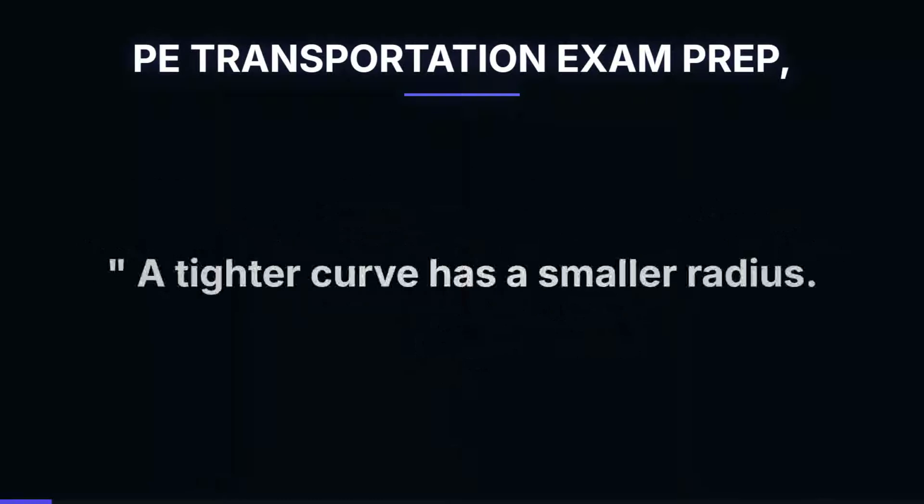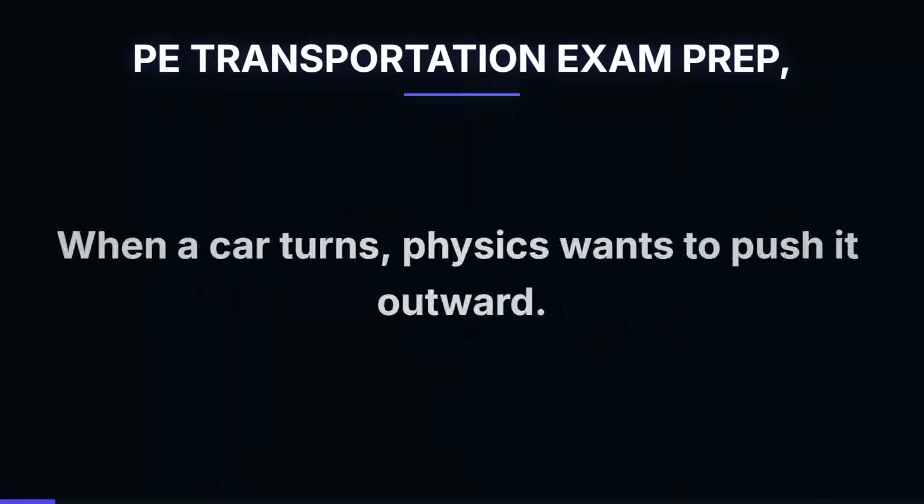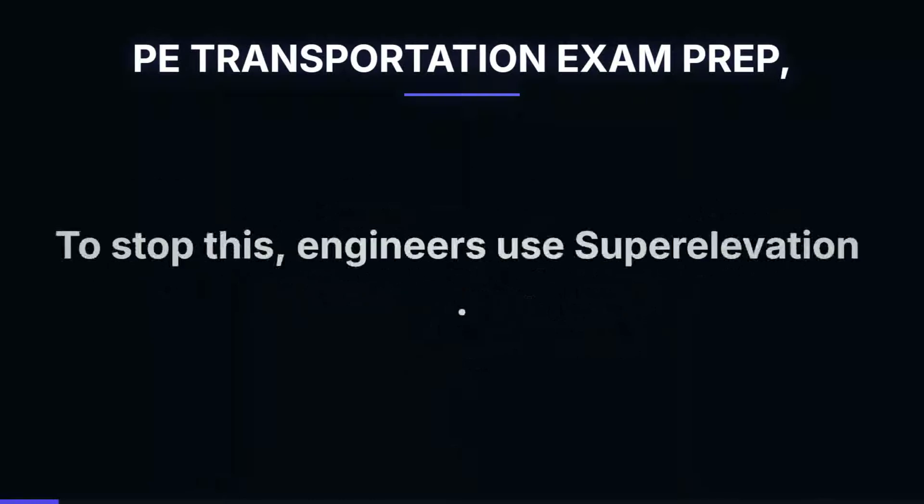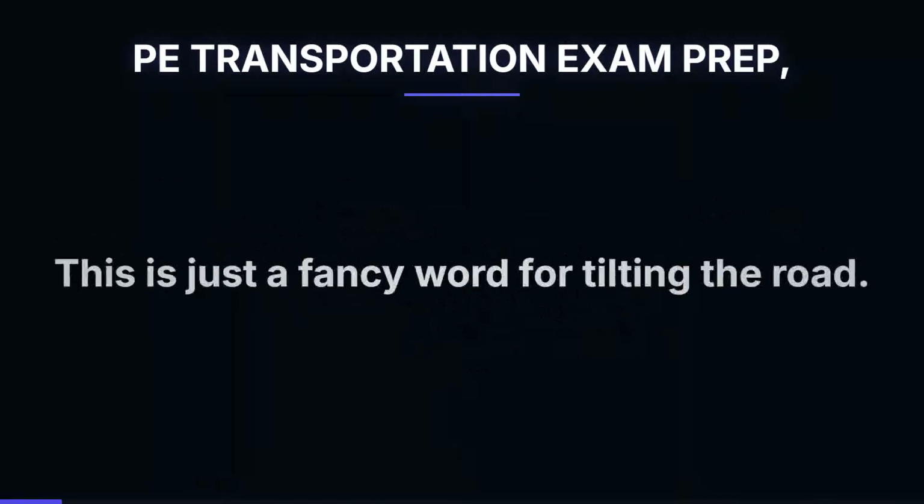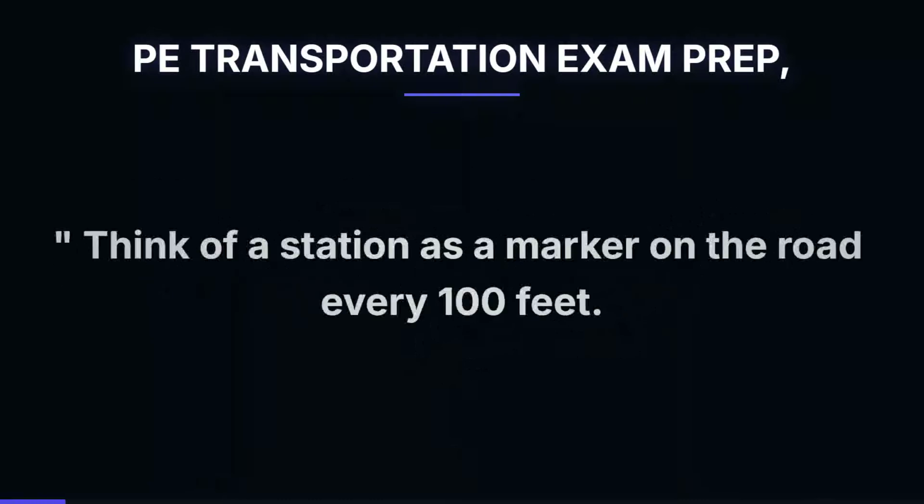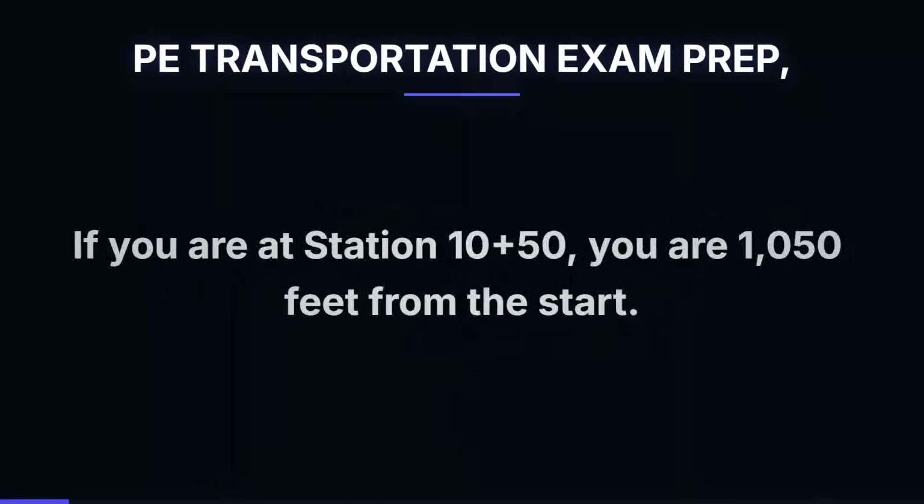A tighter curve has a smaller radius. When a car turns, physics wants to push it outward. To stop this, engineers use superelevation. This is just a fancy word for tilting the road. Think of a station as a marker on the road every 100 feet. If you are at station 10 plus 50, you are 1,050 feet from the start. Calculating the PC, point of curvature, and PT, point of tangency, is a guaranteed question.